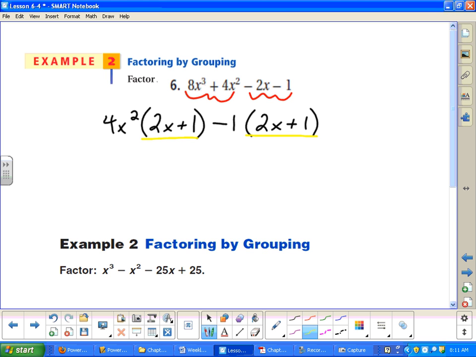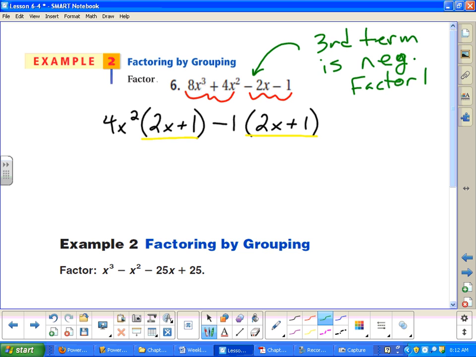One other thing is that whenever the third term is negative, then you have to factor the negative out. We'll look at situations like that a little bit later, but you've got to factor the negative if the third term is ever negative.